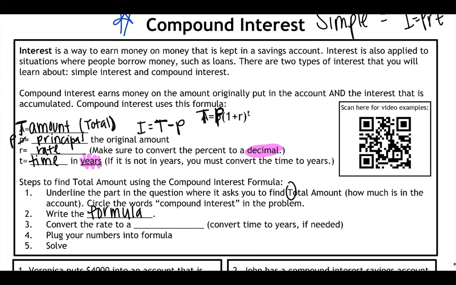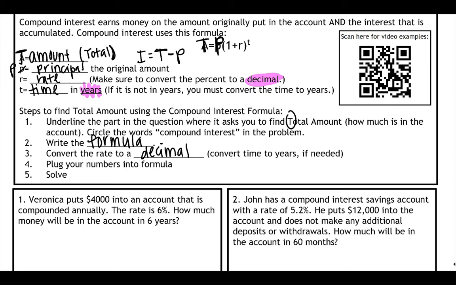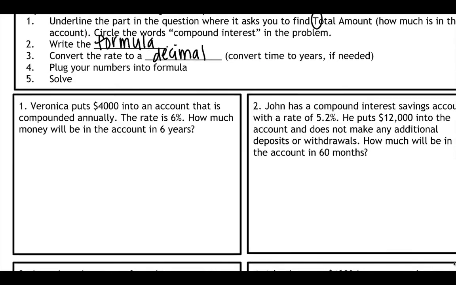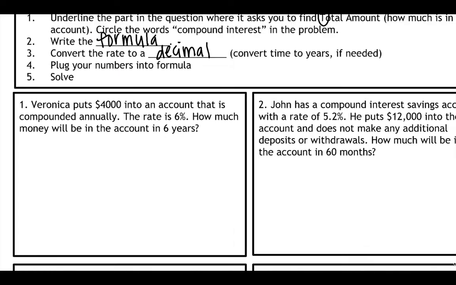And then step number 3, convert the rate to a decimal. So once again, we put that rate over 100. And then convert that time to years if needed, plug your numbers into the formula, and solve. So pretty much the same as yesterday with a new formula.